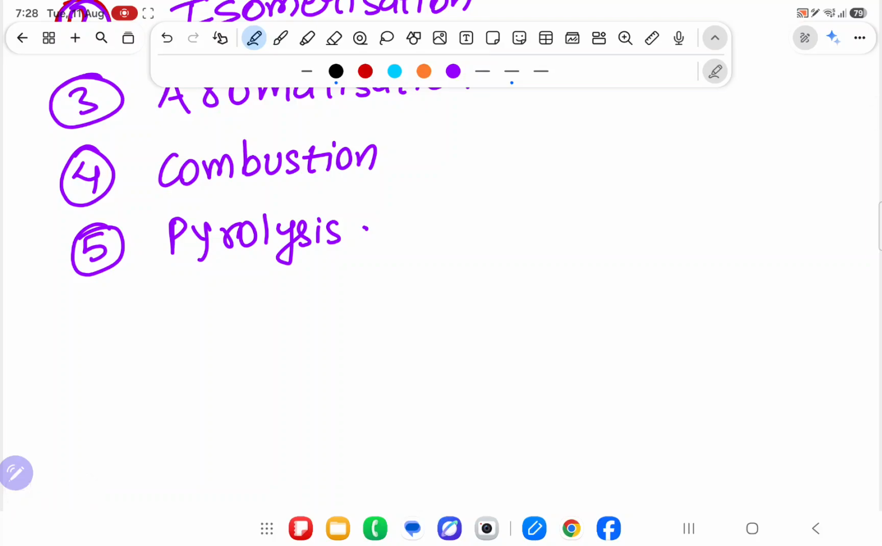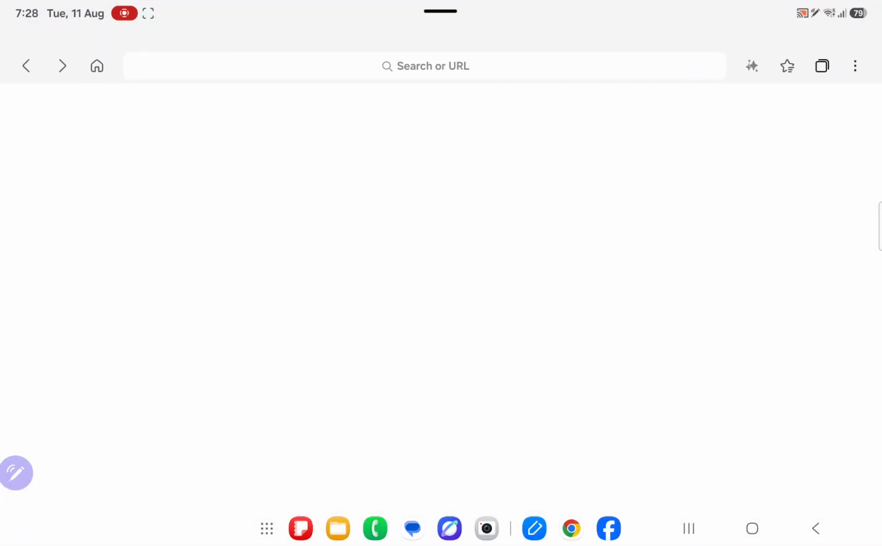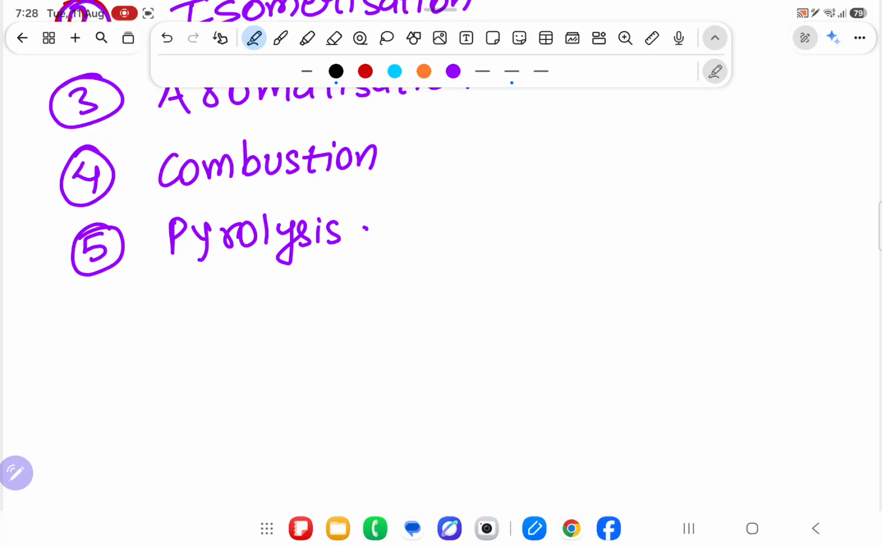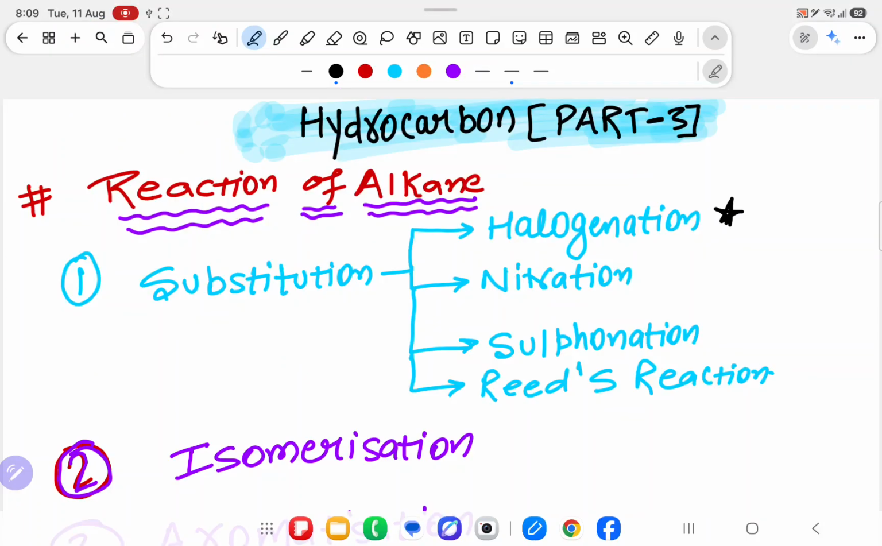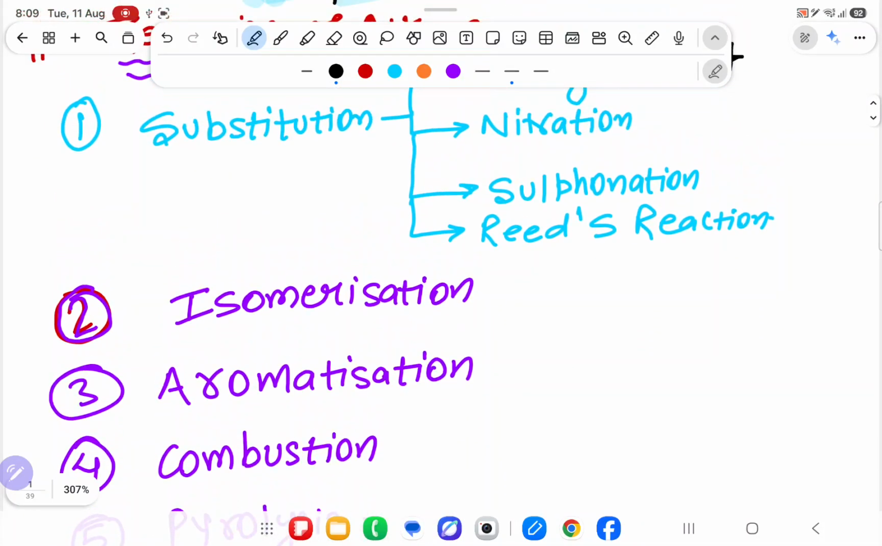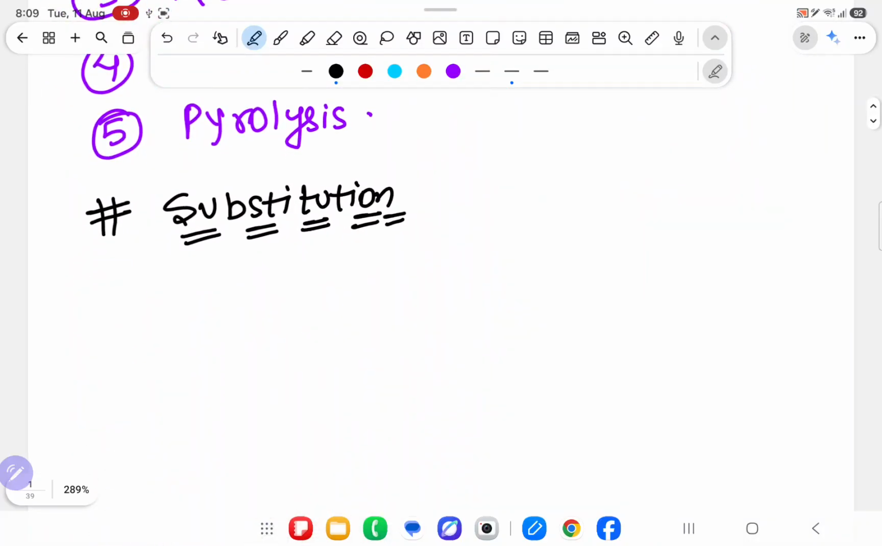First we are going to start substitution reaction. In that substitution I am going to start halogenation. It means the first important topic is substitution. And again I am saying, just read out and see the things very properly. Don't get nervous and confused. So reaction of alkane, substitution, halogenation we have started. These are the topics that we have to cover. Just listen to it very properly.